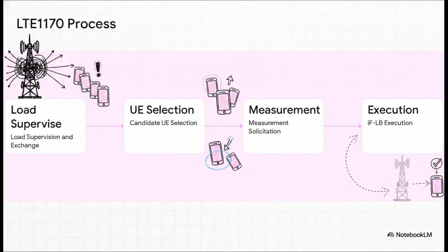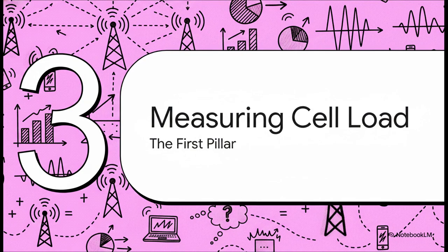Step 3 is measurement solicitation, which is essentially the network asking the chosen phone, hey, can you actually see the alternative tower from where you're standing? And finally, step 4 is the IFLB execution, the actual seamless handoff. Which brings us to Section 3, measuring cell load, the first pillar.